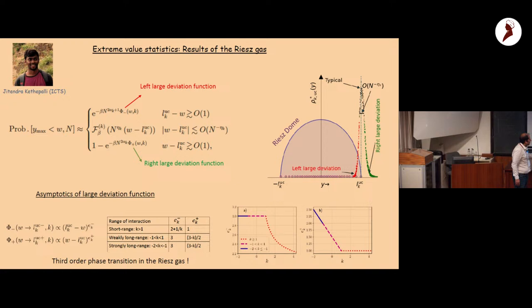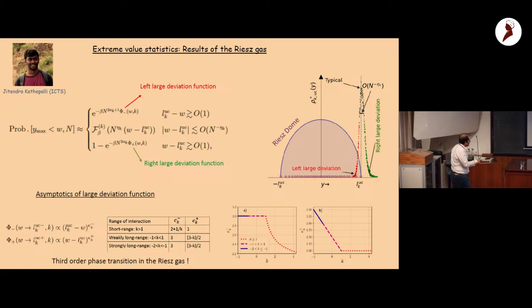So it's not always a dome, right? We saw that it can be U-shaped and so on, but this is just a schematic. And then you can ask the same question here. We know typically where the last particle is, and what are the left and right large deviation functions.